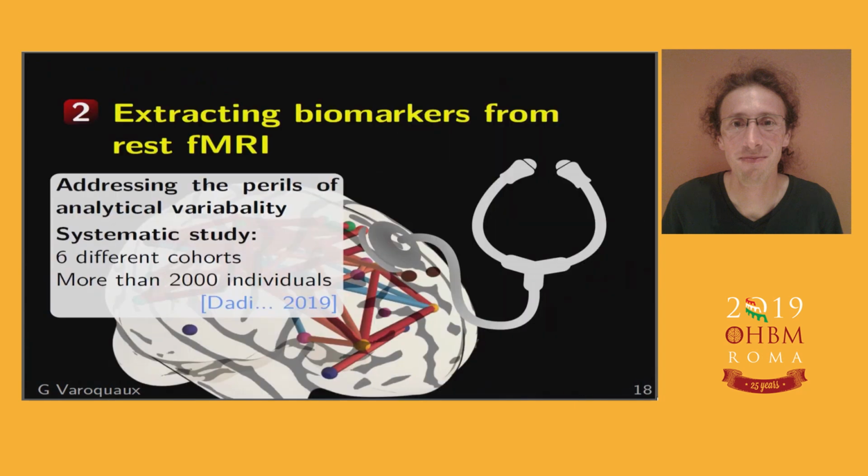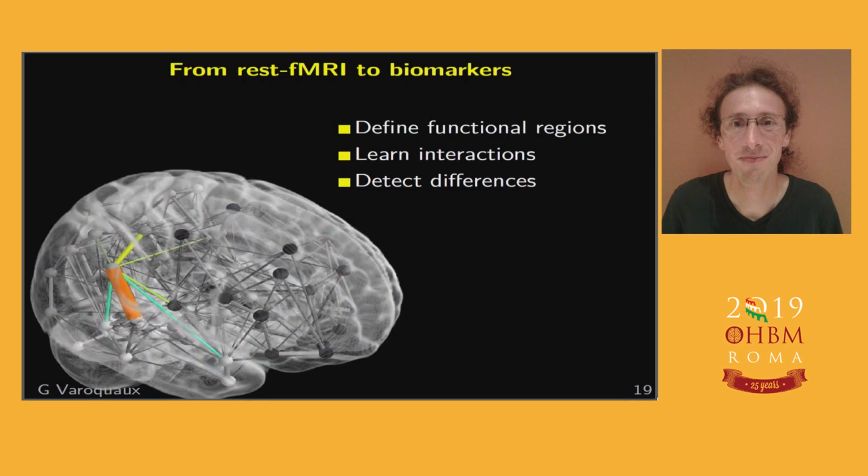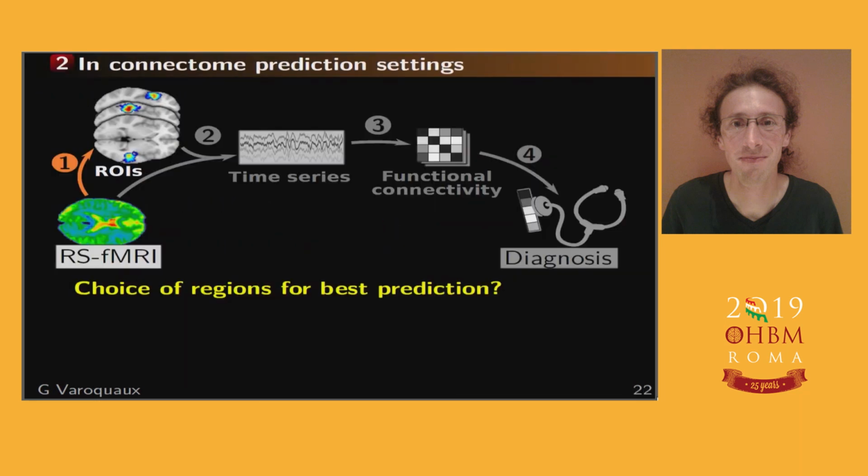And I wanted to talk about how we try to reduce the analytical variability, because that's a study that we did in our lab last year, comparing many different pipelines on different cohorts with 2,000 individuals to try to get reliable answers of what is important to build resting state biomarkers. But I'm running out of time because I thought that the main messages were more important, so I'm just going to skip to the conclusion. So I'm just skipping those slides.